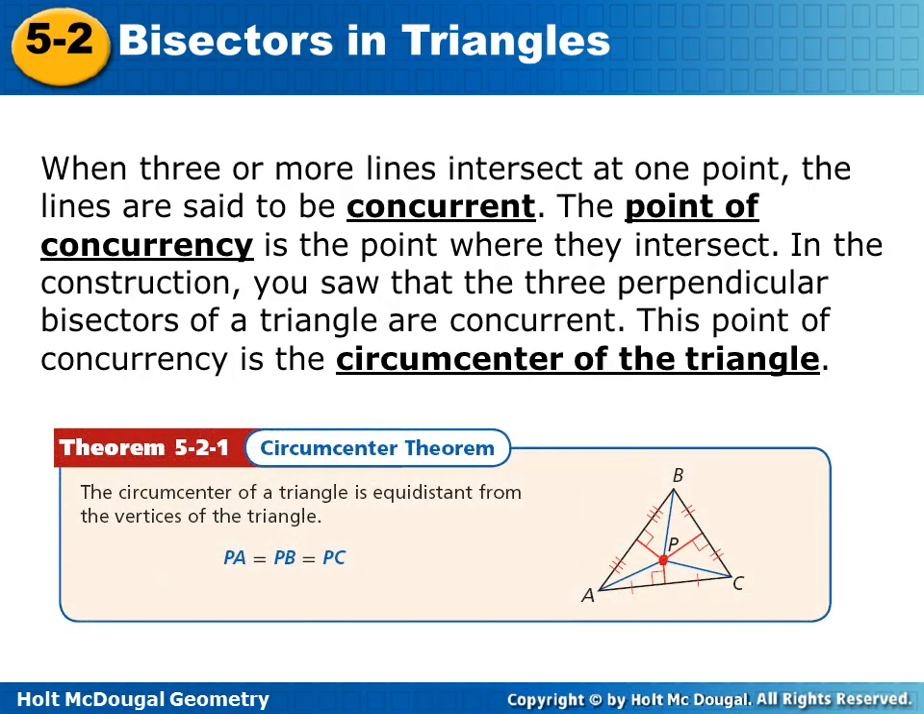When three or more lines intersect at one point, the lines are said to be concurrent. The point of concurrency is the point where they intersect. In the construction, you saw that three perpendicular bisectors of a triangle are concurrent, which we see here below. The point of concurrency is the circumcenter of the triangle. So the circumcenter is point P, where BP, AP, and CP intersect.